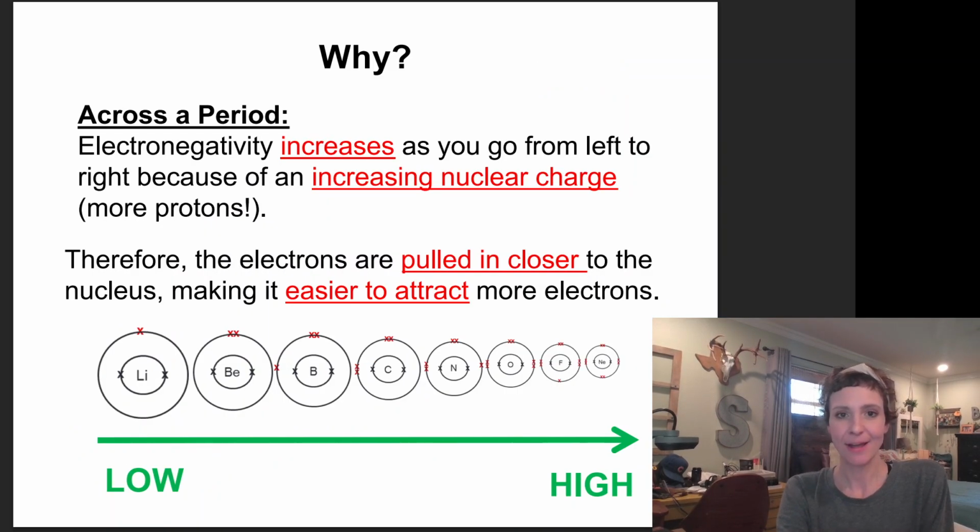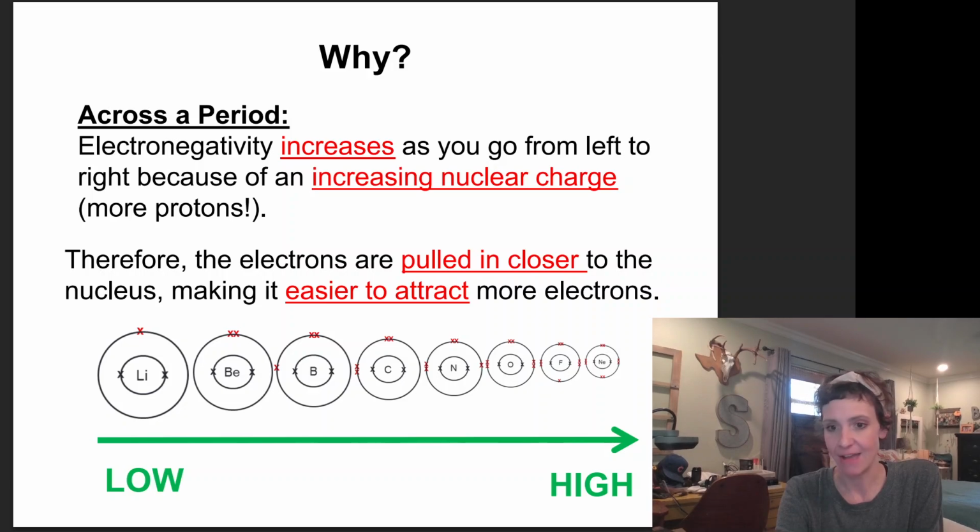Okay, let's learn about why, going across the period, electronegativity increases as you go from left to right because of an increasing nuclear charge. More protons. This is the greediness I'm talking about. When I talk about greedy atoms, I'm talking about strong nuclear charge. We know as I go from left to right, I'm increasing a proton every single time, and that means the nucleus is getting stronger, which therefore the electrons are pulled in closer, making it easier to attract more electrons. Yeah. Oh my gosh, I'm loving this so much.